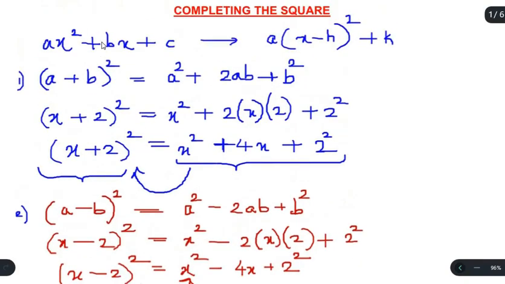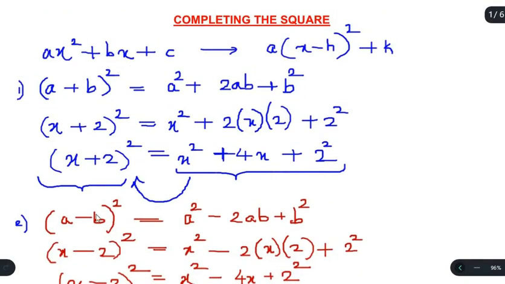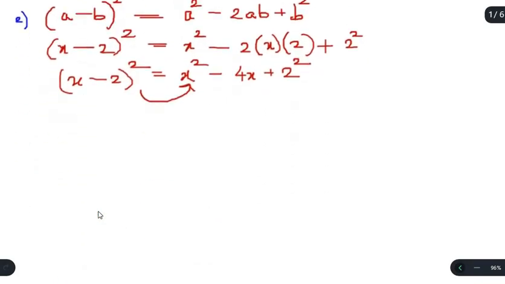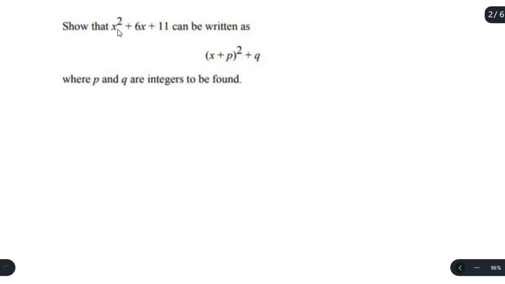Now keeping in mind these basic things, the identities as well, let us start with our first question. Show that x squared plus 6x plus 11 can be written as (x plus p) the whole term squared plus q, where p and q are integers to be found. So here what we are going to do is, let us take only the first two terms, that is x squared plus 6x.